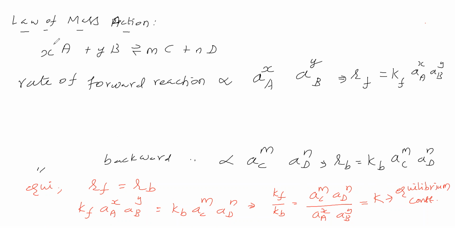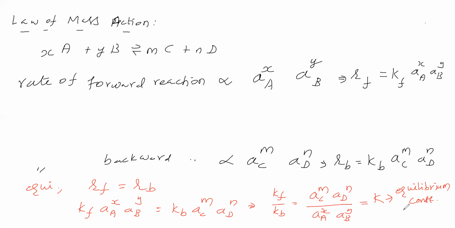For A, whatever the coefficient is, you write it as the power for the active mass of A, so the active mass of A power is X. For B, what is the coefficient in the equation? Y. That you write as the power for the active mass of B. In the same way, the active mass of C power is M, and the active mass of D power is N. This is called the equilibrium constant.